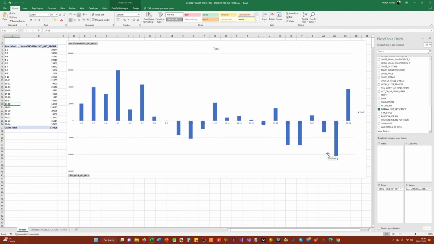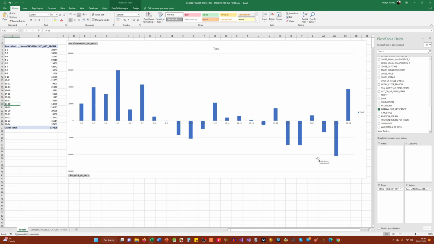So this tells us something really interesting. All of the trades that were opened in the Asian session seem to be much more profitable on average than any that are opened in the European, the US, or the out-of-hours sessions.